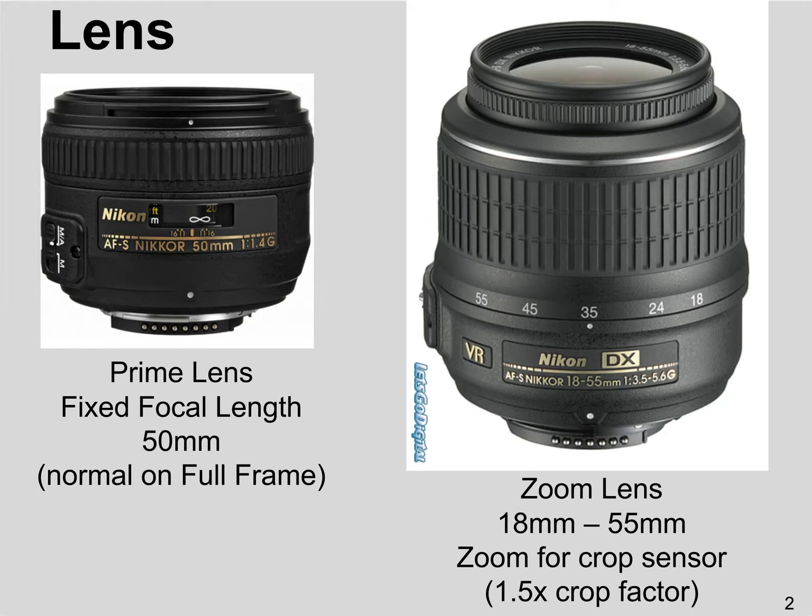On the right we have a zoom lens. So it has a range. It can go from 18 millimeters to 55 millimeters. So you have a little bit more choices or options here, and it is showing you that it will work well on a crop sensor camera. These focal lengths are kind of designed for a crop sensor camera.